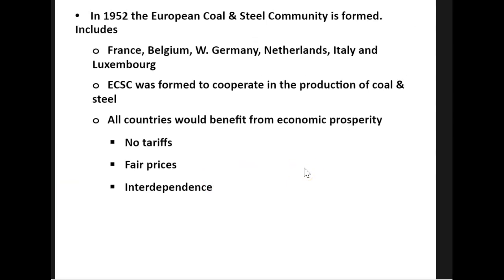So in 1952, this is the beginning of the organization of Europe and the coming together, at least economically, of Europe. The European Coal and Steel Community is formed. It includes France, Belgium, West Germany, Netherlands, Italy, and Luxembourg. It was formed to cooperate in the production of coal and steel. All the countries would benefit from economic prosperity. There would be no tariffs between them. They'd have fair prices and the beginning of economic interdependence.